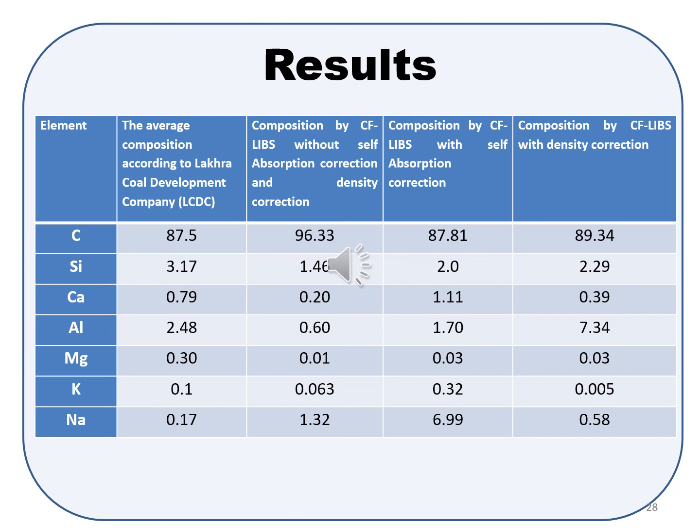So here are the results. The first column is the verified content, which is given by the Lakhra Coal Development Company, and we have compared it with our methods. The second column is when we did not use any kind of self-absorption correction method, the third one is the self-absorption correction using IRSAC, and the last one is the self-absorption correction using the density correction method.